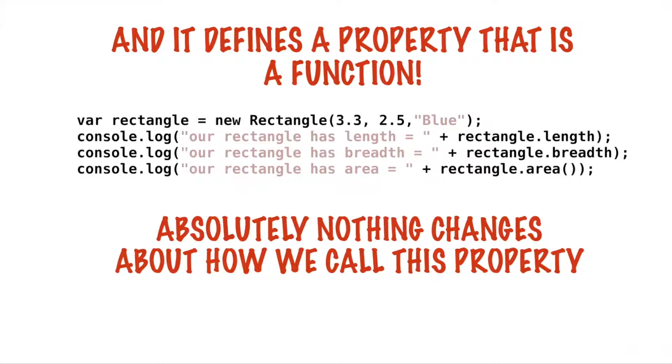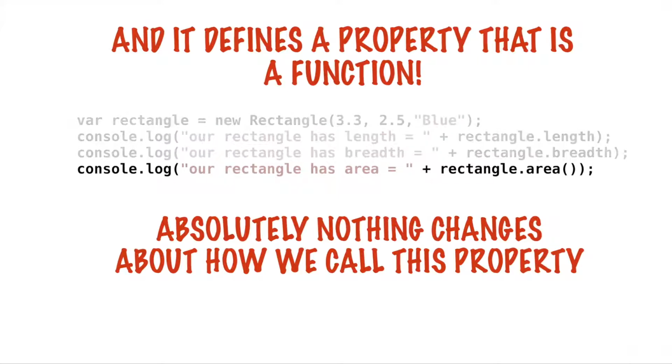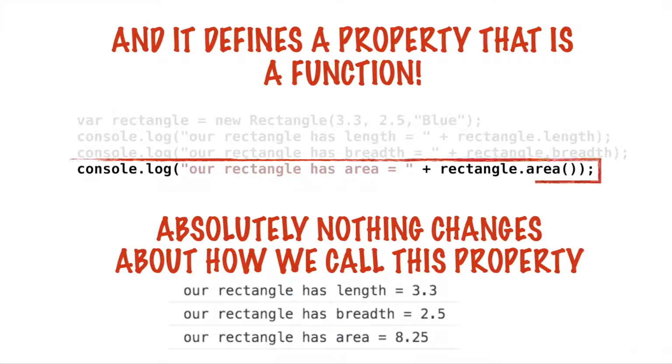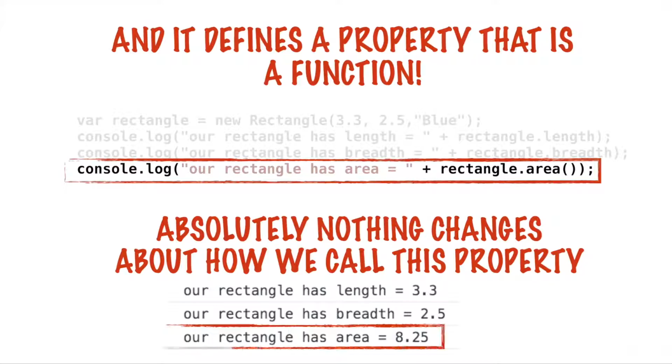So the output of these lines of code on screen looks something like this. We print out the length, breadth and the area of this rectangle, and notice how we call the area. We use the method invocation rectangle dot area and the brackets, indicating that this is a function. The output of this method call, of this function call, is the area of the rectangle, which is 8.25 in this case. Once again, exactly like we saw in the previous example.